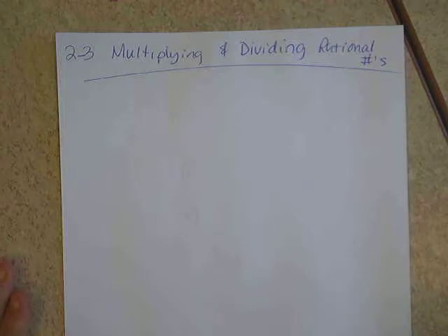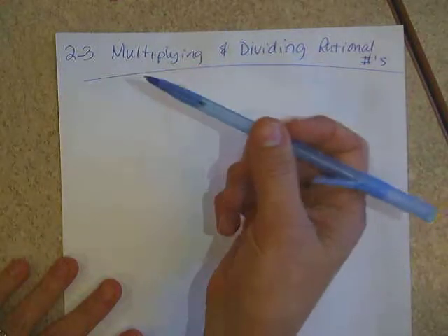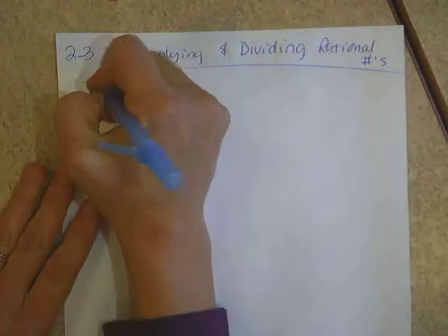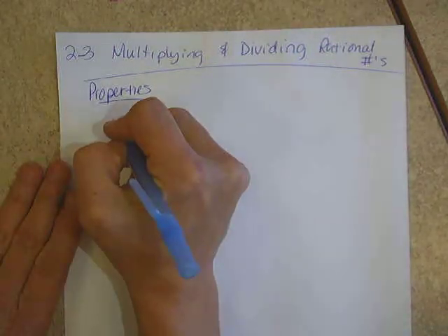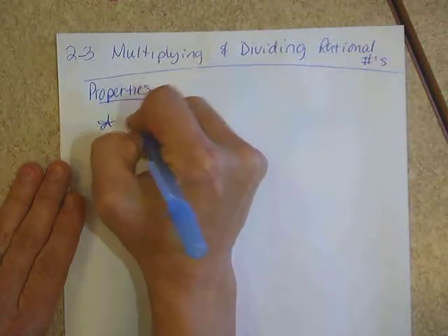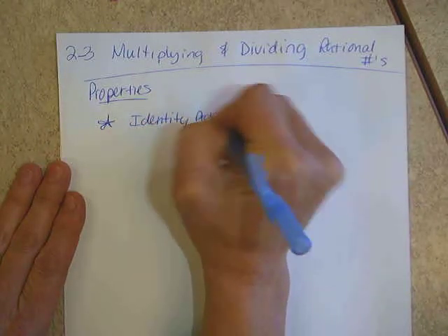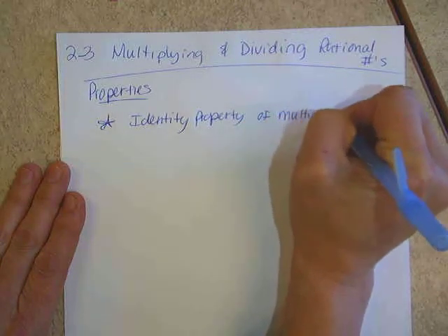All right. So the first thing that we're going to talk about are some properties that are things you might already know, but in order to justify solving equations later, we need to know the properties that tell us this is truly the case. Okay? So we have three properties right off the bat. The first one is the identity property of multiplication.